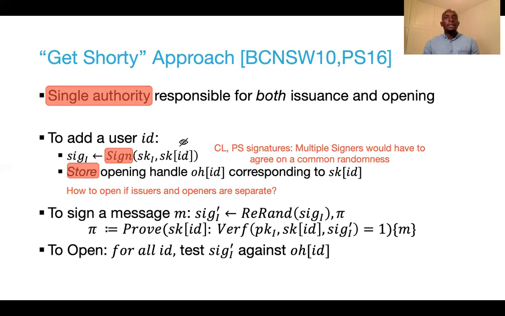Another issue is that even if one were willing to tolerate the combination of these roles, but still required to have several managers, distributing the computation of CL and PS signatures is not as immediate, as they would require the signers to agree on a common randomness in a secure way.